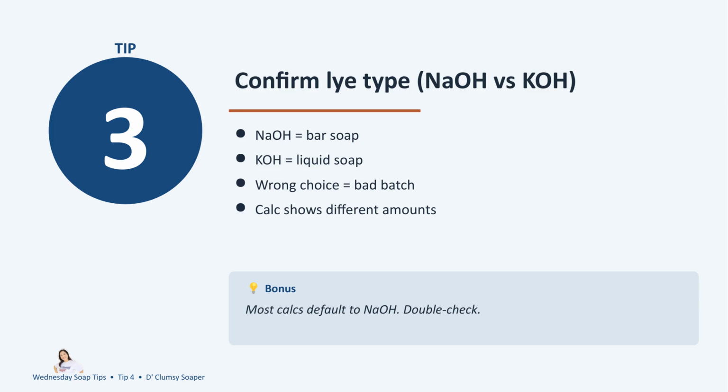So if you are making a liquid soap and you forget to switch the setting to potassium hydroxide, your calculator quietly gives you the wrong numbers. No warning, no error message. Always double-check that drop-down or toggle before you hit calculate. 1 second of verification saves you an entire wasted batch.